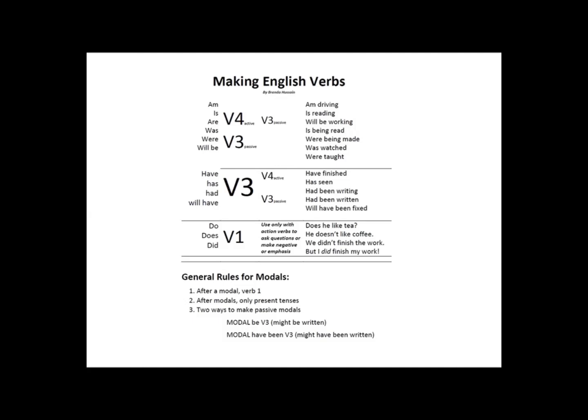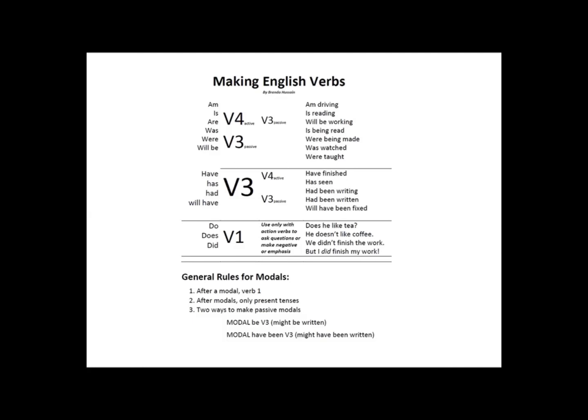Then, after that, I showed you about do, does, and did. Of course, do, does, and did, they can be active verbs by themselves. We can say, he did a good job. We do our work every day. But when we use do, does, did with a verb 1, we only use it with action verbs to ask questions or make negative statements or to make an emphasis. So I gave you some examples of that over there too. And then at the bottom I showed you the general rules for modals. I mentioned most of these during the DVD, but I gave you a summary of it here on the handout.